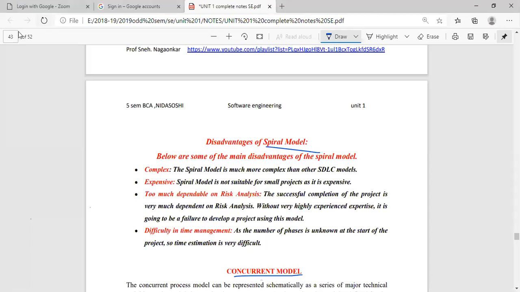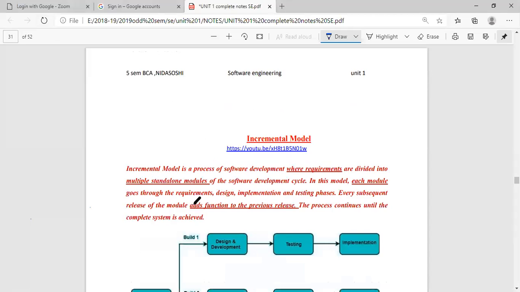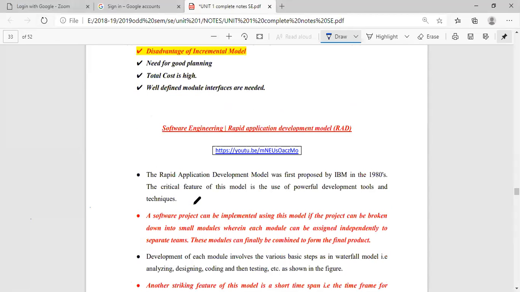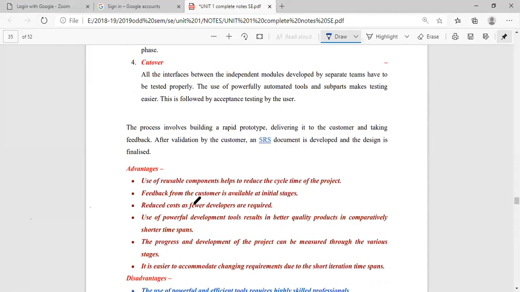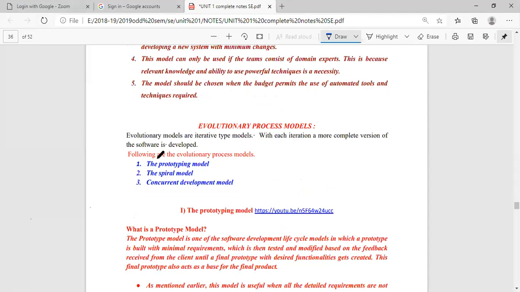We had already seen that, right? So see here, we had already seen the RAD model, then the evolutionary process model. These are the three different types of evolutionary process models. We learned the prototype model and the spiral model. Here some links are also given. If you need more information, you can go through those videos in my channel. Then we have the concurrent development model, which is the third model.